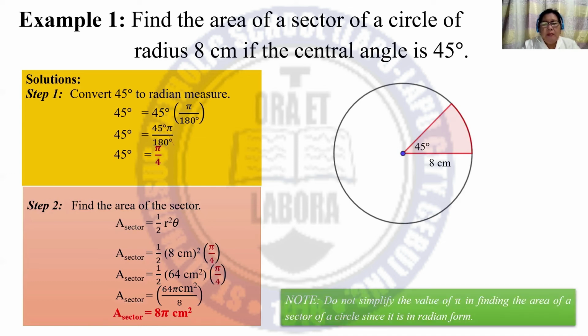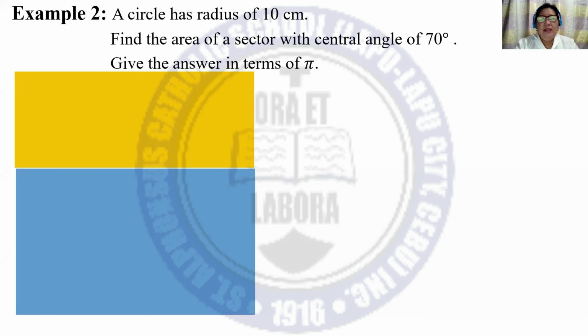Take note, do not simplify the value of pi in finding the area of a sector of a circle since it is in radian form. So the area of the sector of a circle is with pi if it is in radian form. Next example. A circle has a radius of 10 cm. Find the area of a sector with central angle of 70 degrees and give the answer in terms of pi.